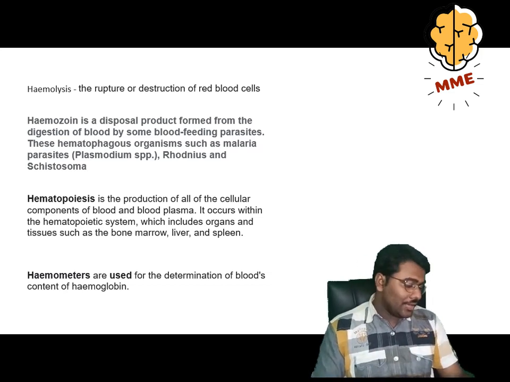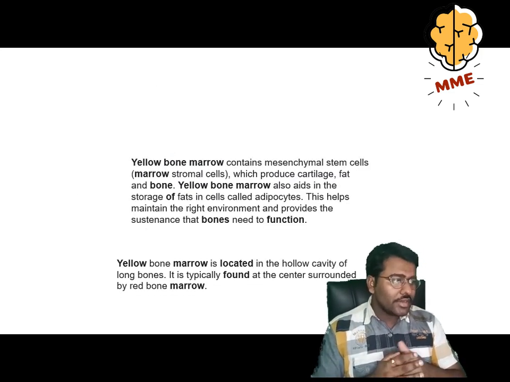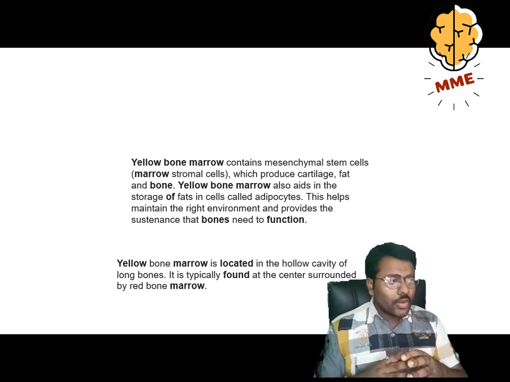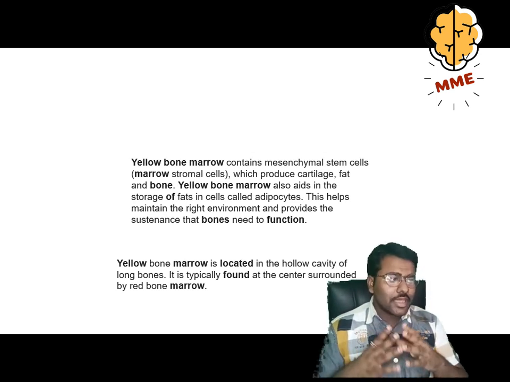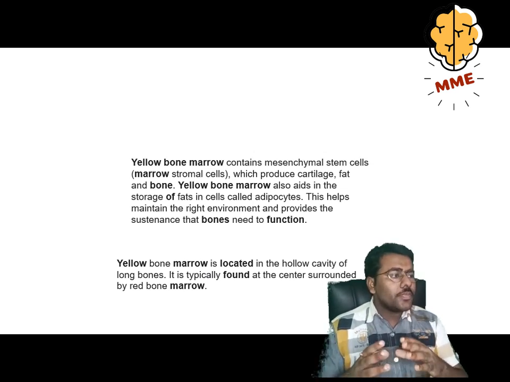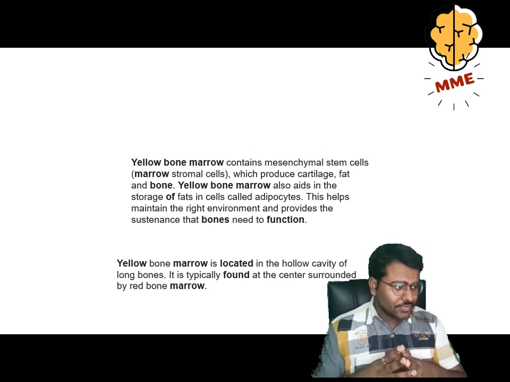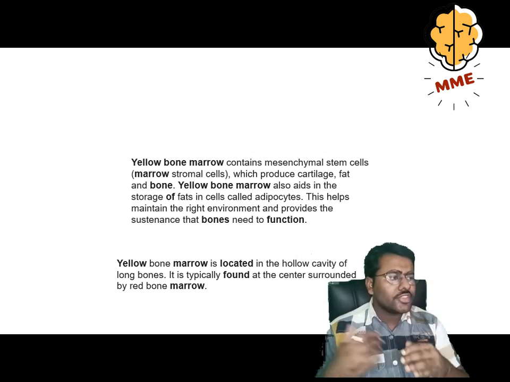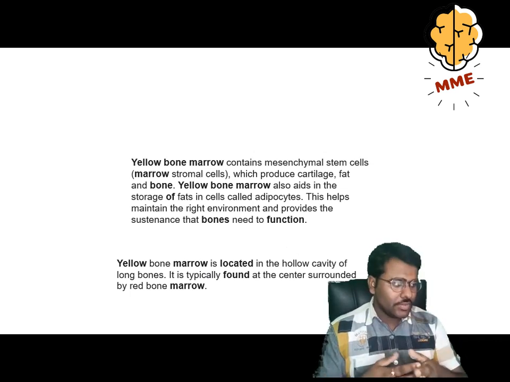Okay. Now coming to the next question, where there is a question regarding the yellow bone marrow. So what is actually the yellow bone marrow? Yellow bone marrow is the mesenchyme, containing mainly mesenchymal stem cells or the marrow stromal cells, which actually produce the fat, bone and cartilage. And the fat present inside the yellow bone marrow is actually called the adipocytes.